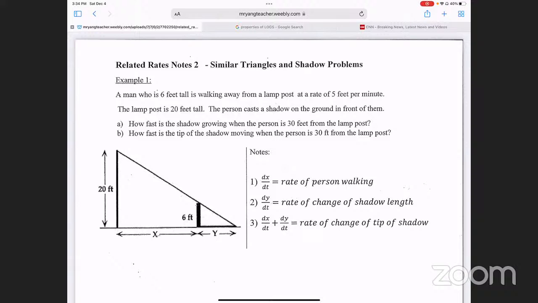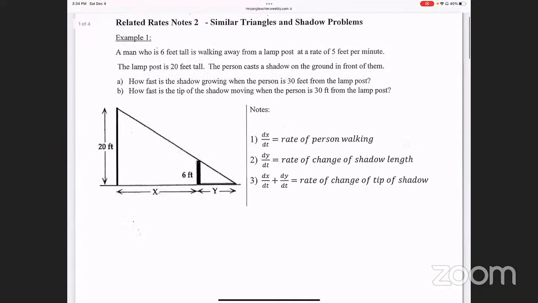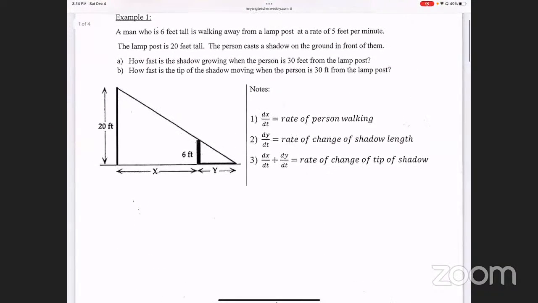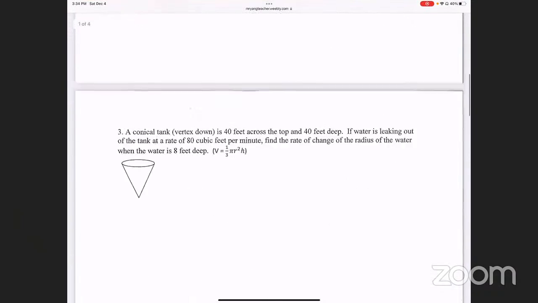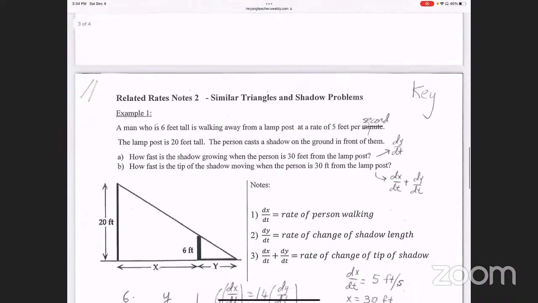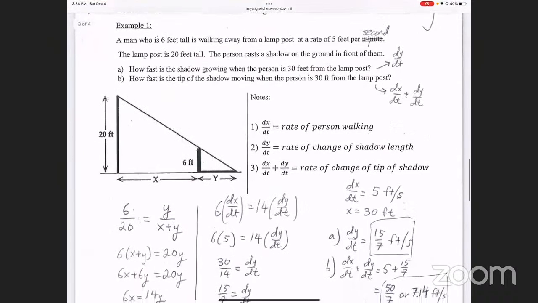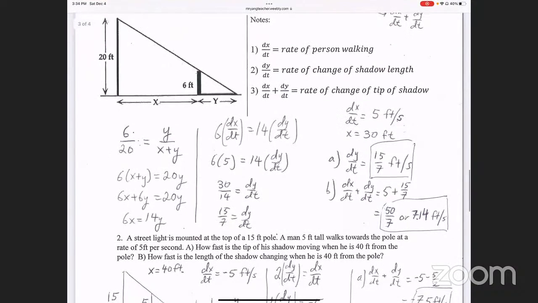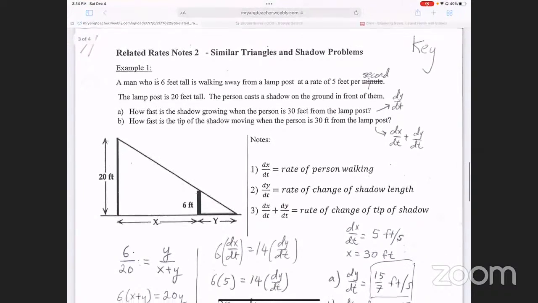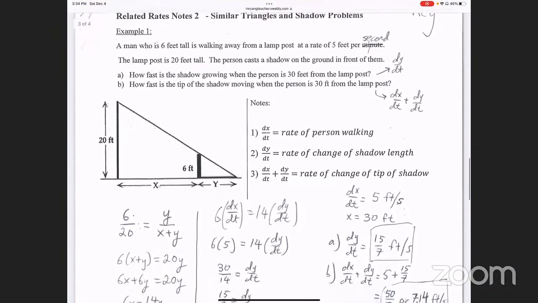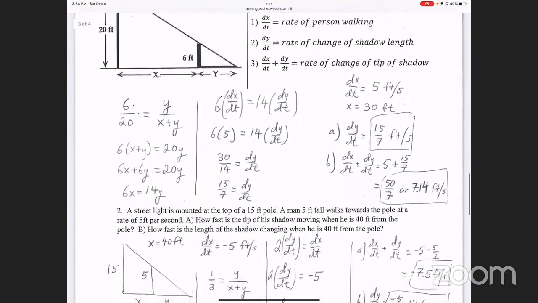Okay, so this is 30 feet from the lamppost, but these are at least our notes. So let's just read the notes. Maybe this is better. So we've got the idea. Oh, are they not going to show me the answer? Here we go. They said, how fast is the shadow growing when the person is 30 feet from the lamppost?